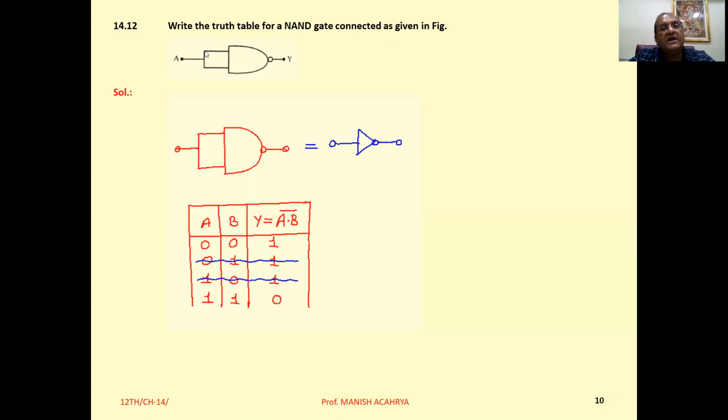If the inputs are short circuited, it means either both will be 0 or both will be 1. Now you will not get A0, B1 or A1, B0 because both inputs A and B are connected with each other.